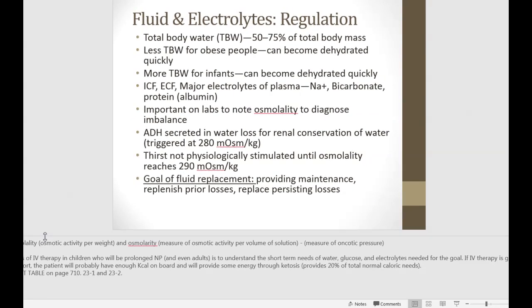ADH, secreted in water loss for renal conservation of water, is triggered at 280 milliosmoles per kilogram. Thirst is not physiologically stimulated until osmolality reaches 290 mOsm per kilogram. The goal of fluid replacement is providing maintenance, replenishing prior losses, and replacing persisting losses.